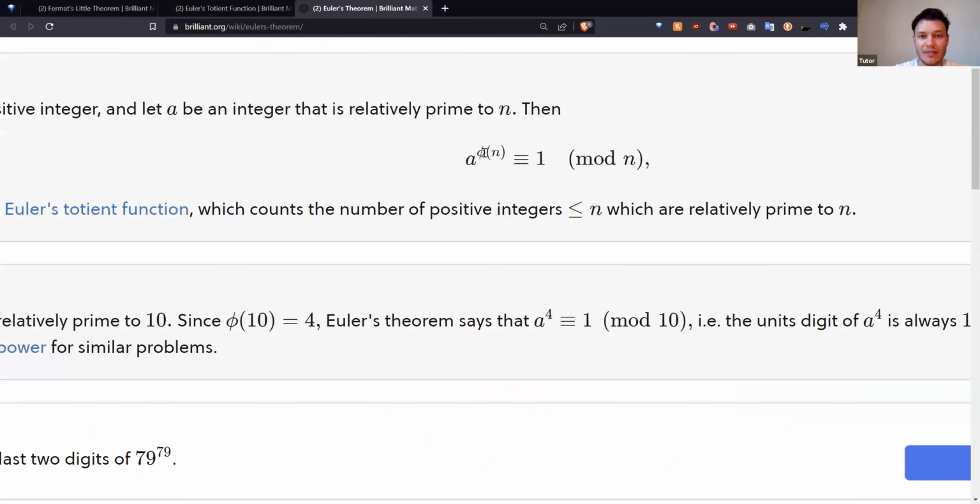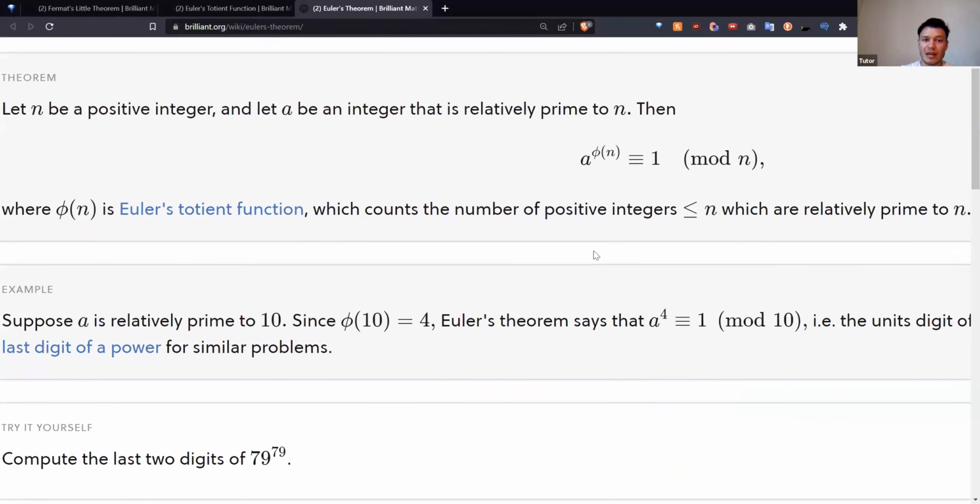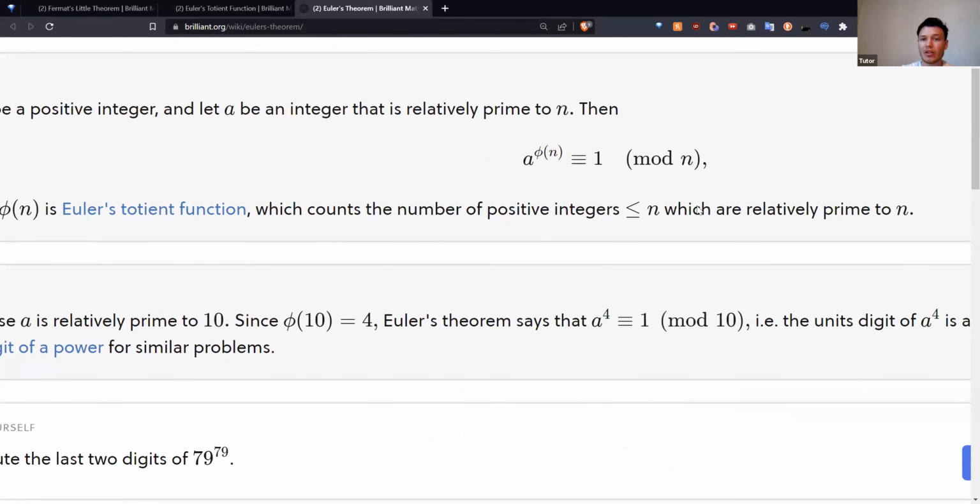So basically, it's saying that if you take a to the number of good remainders, k, which is phi of n defined here, this is always going to be congruent with 1 mod n. What is this phi of n? This is the Euler totient function. This number is a counter. It counts how many good numbers you have.